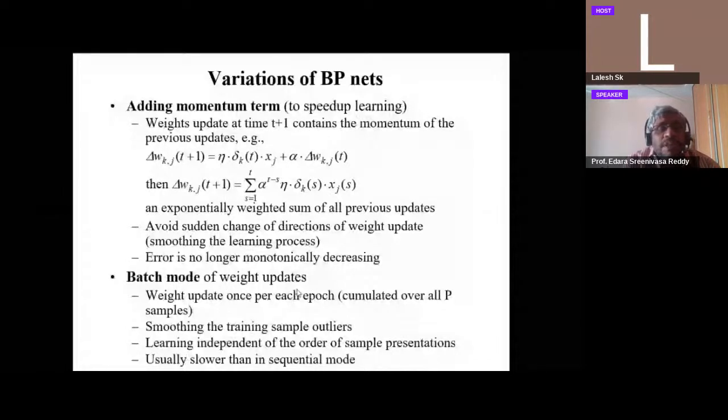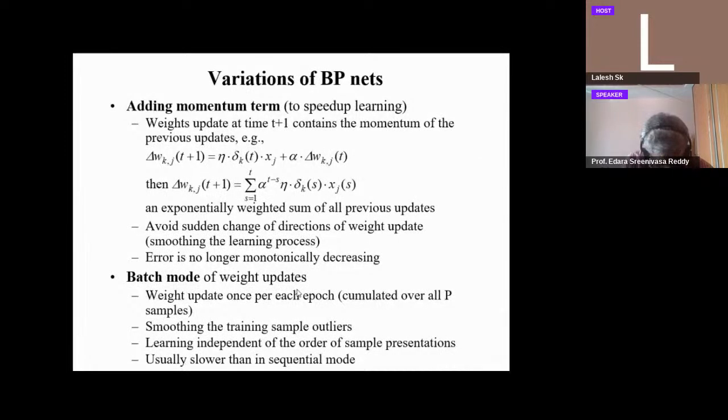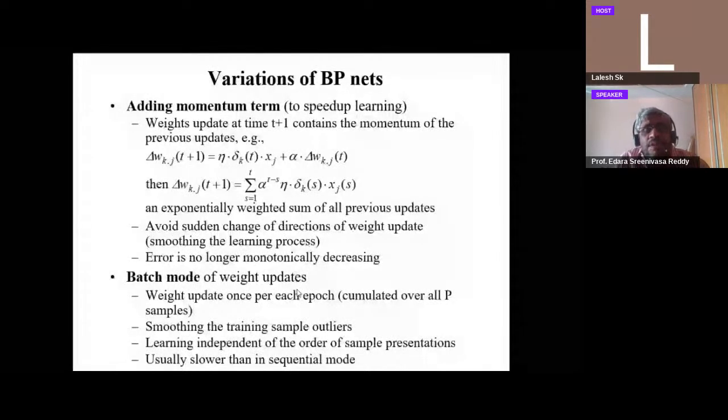And similarly, batch mode of weight updates. Weight updates must be carried out once per each epoch. Must update weight at each epoch. Smoothing the training sample outliers, learning independent of the order of sample presentation, usually slower than in sequential.